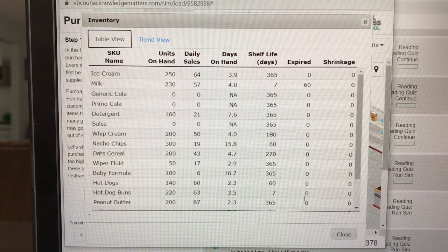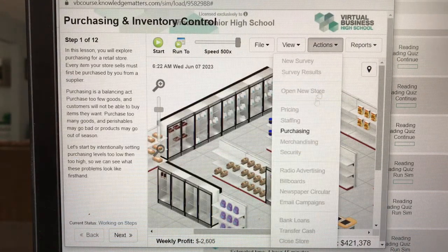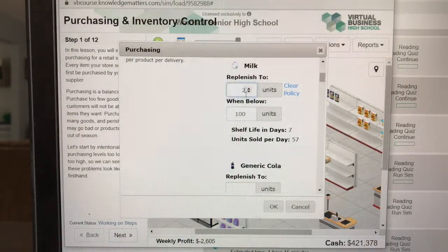Okay, so let's fix the milk and the wheat bread and the white bread, and let's see if that makes a big difference for us. So let's go to purchasing. Let's go milk. Let's go to 200 units then. Okay.